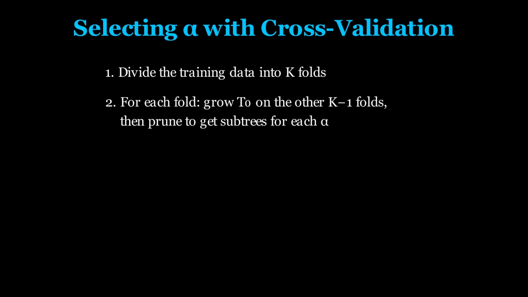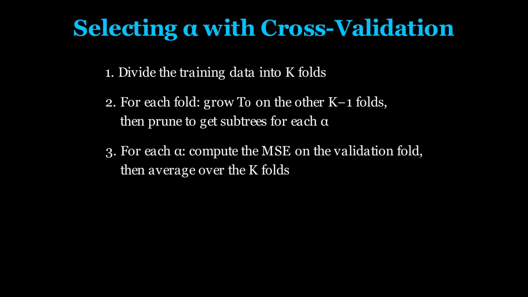The answer is k-fold cross-validation. First, divide the training data into k equally sized folds. For each fold, grow a tree T0 on the remaining k-1 folds, and apply cost complexity pruning to generate subtrees for different alpha values. Then, for each alpha, calculate the mean squared error on the validation fold, and average those errors over the k folds to get the cross-validated error for each alpha.